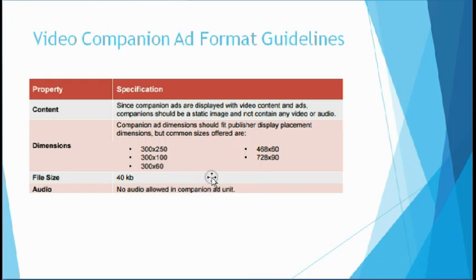Companion ad dimensions should fit the publisher's display placement dimensions, but common sizes offered are below. So there are a number of ad sizes the publisher can use. Common are 300 cross 250, 300 cross 100, and for mobile 300 cross 60, and so on. The maximum file size is defined as 40 KB. No audio allowed in the companion ad.